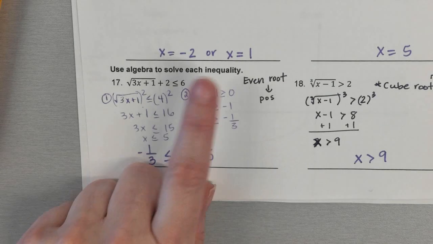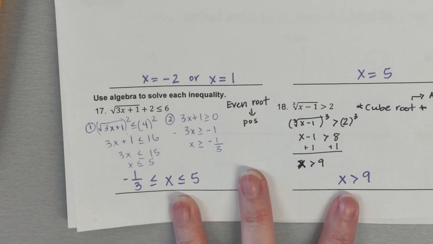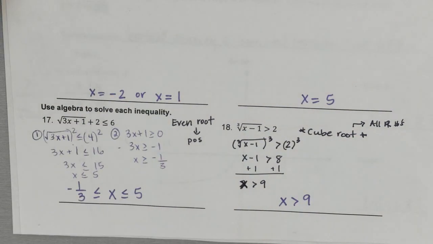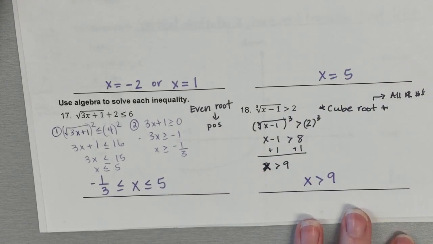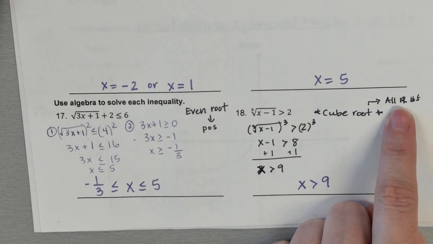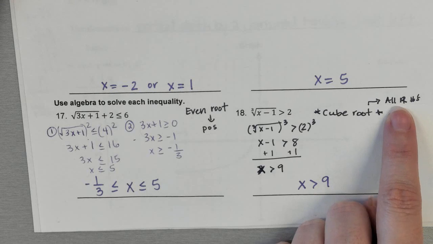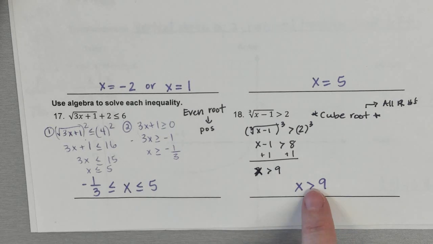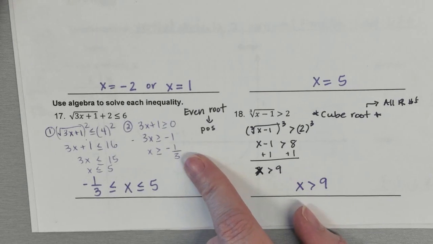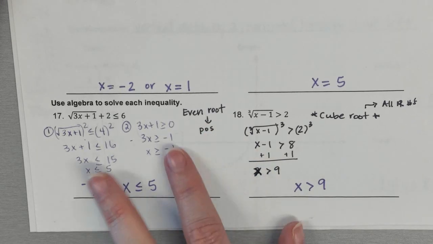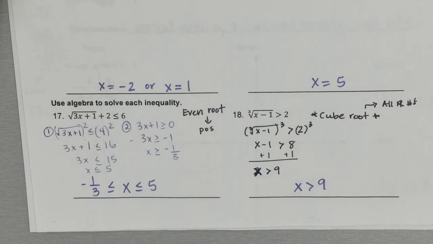So 17, you have to do the 2 steps because it's an even root. Sometimes with number 18, I think people start to second guess themselves because they feel like it's too simple. But if it's a cube root, you don't have to do step 2. So if it's a cube root, you can take the cube root of any real number. So all you have to do is solve it. Cube both sides, x is greater than 9. You do not have to do this step. So again, it's the even roots with the restrictions that it has to be positive, which is why these two things have to happen at the same time. But a cube root does not need that. Okay?